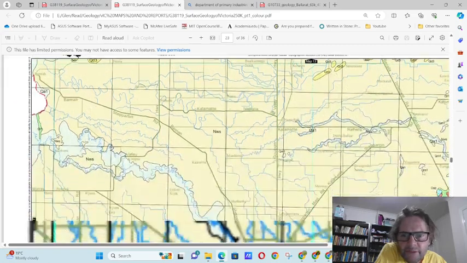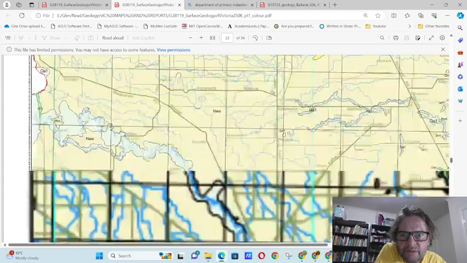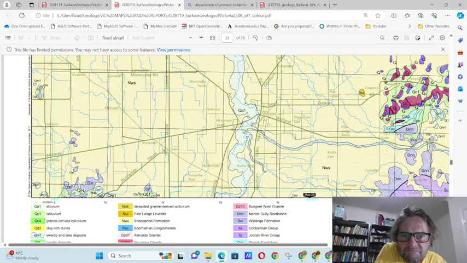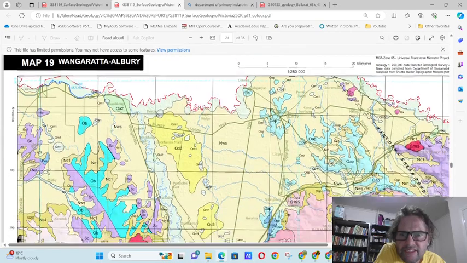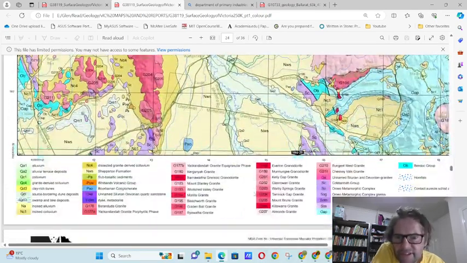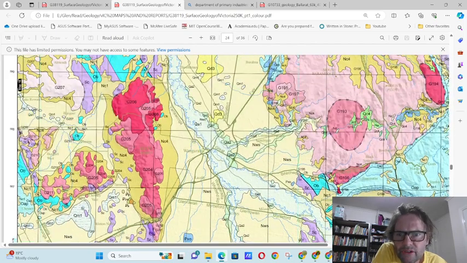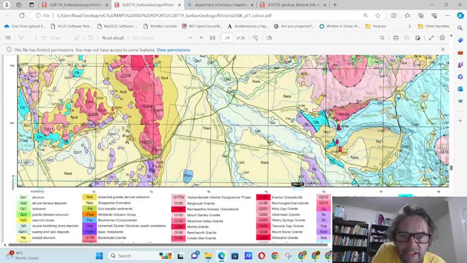Okay, so I think it's the next one we want. So is this the Albury Wodonga? No, that's the Shepparton. Right here's 19. So we were after gneiss. If you go down here, you can probably pick up gneiss. All the ones in pinks and reds are granites, and they're Devonian. All of these are Devonian. And there's a whole suite of different types of granites and granodiorites.